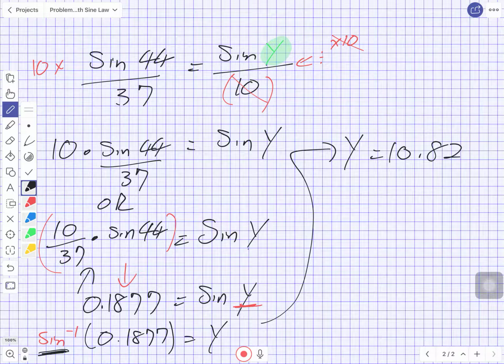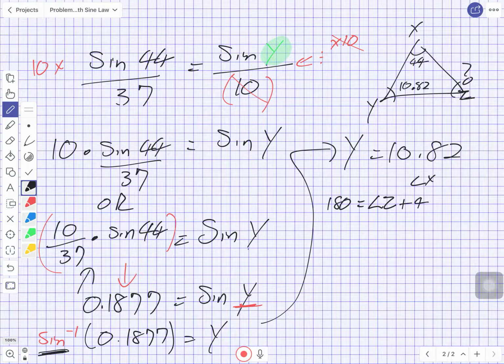Remember, if we're looking at our triangle, side x was 44. We just found angle y, which is 10.82. We could say it's 11, but what they want is angle z here. There's my z. So this is what we're trying to find. We said before that 180 degrees is equal to angle z plus angle x, which is 44, plus angle y, which, let's call it 11 to make it nice and easy.